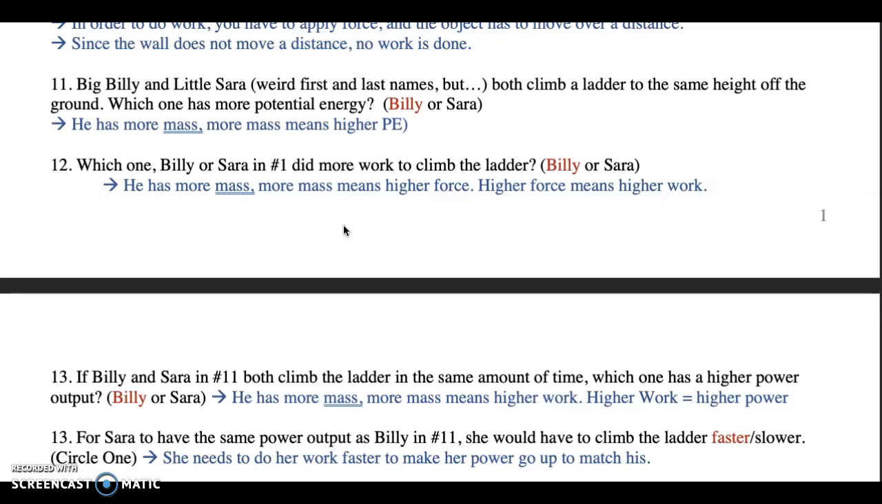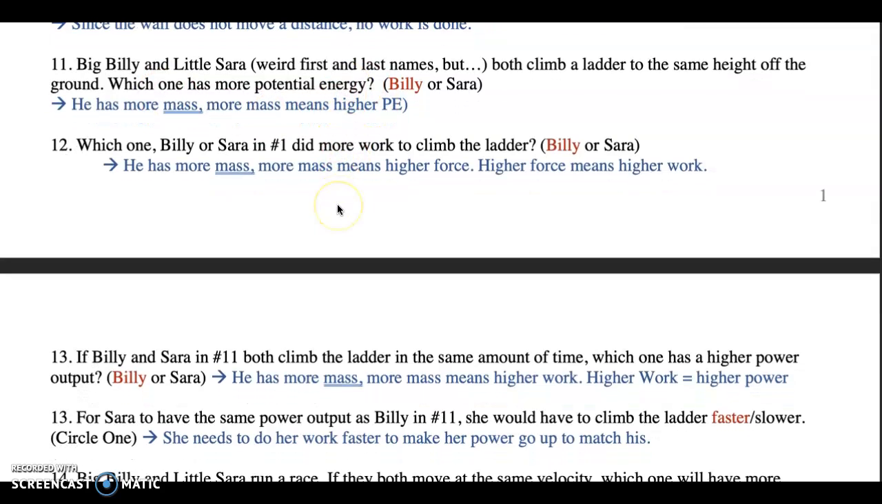So we have 2 people, Big Billy, we're assuming his mass is greater than little Sarah. Okay, so we're just assuming one has high mass, one has low mass. They both climb a ladder to the same height. Which one has more potential energy? Because potential energy is mass times gravity times height. If they're the same height, gravity is the same. Higher mass, Big Billy, means higher potential energy.